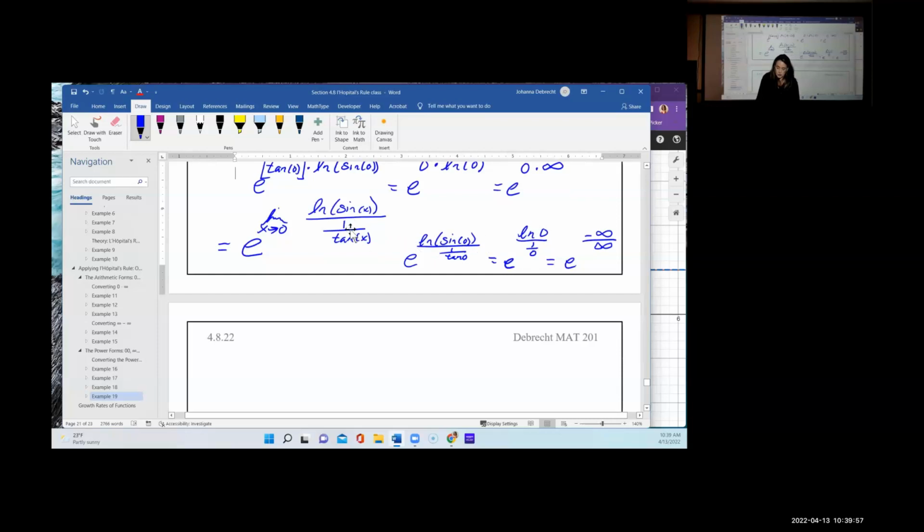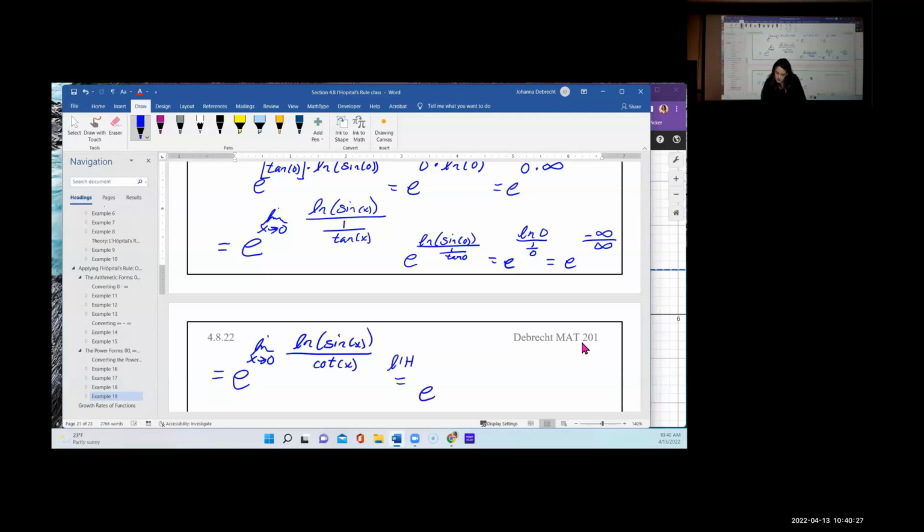Now, you can do it whichever way you want. I might consider, because this is 1 over tangent, before I do L'Hopital's rule, I would probably rewrite this in terms of cotangent, which would make my derivative easier. So I have natural log of the sine of x over cotangent of x. Right?